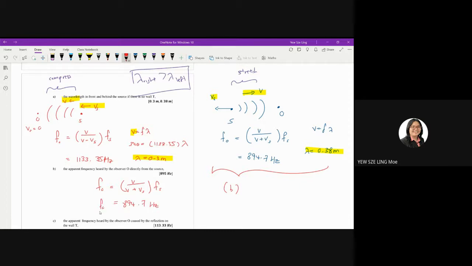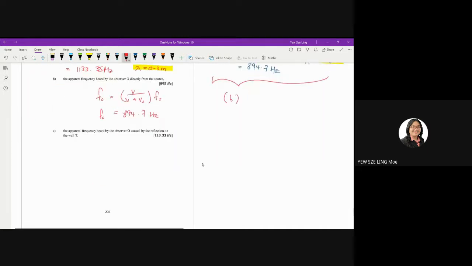Right? Because now the observer, according to the question, is on the right-hand side. So in question A, I just asked you to put an imaginary observer. Actually, there's nothing there. You just look at what happens on the left and what happens on the right. But now in question B, you have a real observer.